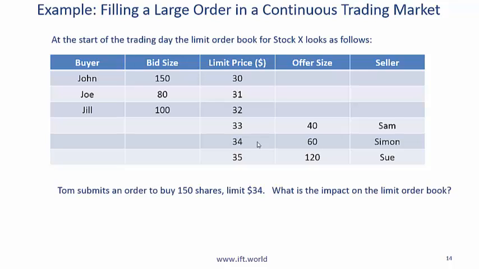So what is going to happen is Tom will buy from Sam and Simon. So these two will go off the map. So these two will get cancelled out. But then Tom will still be available to buy. So we'll still have Tom who is going to buy 50 at 34. So this is what the order board will look like after Tom's order.